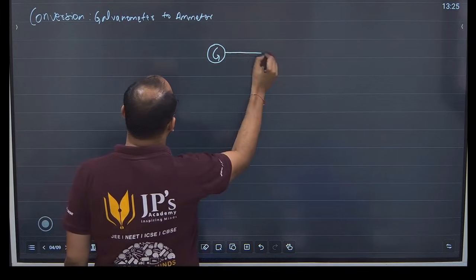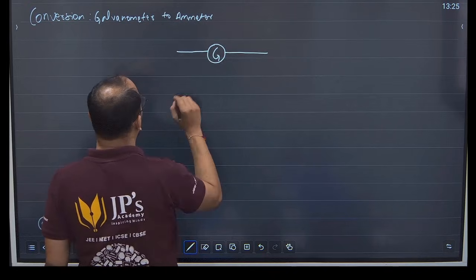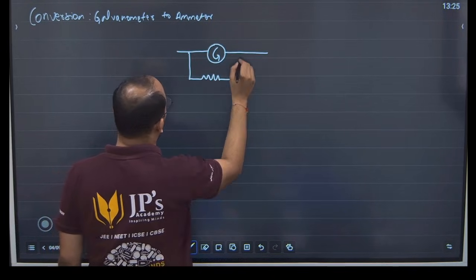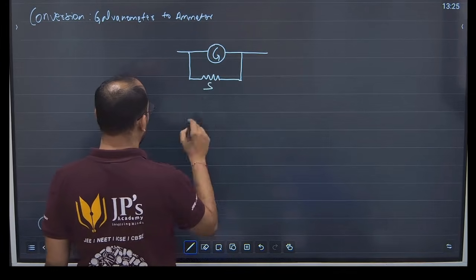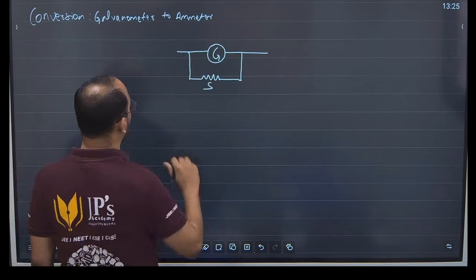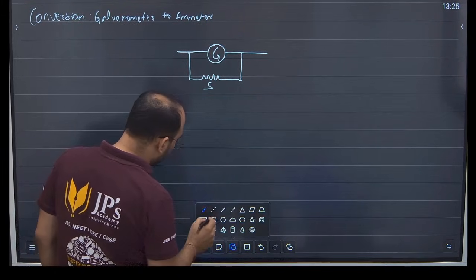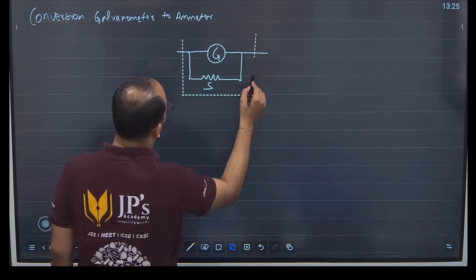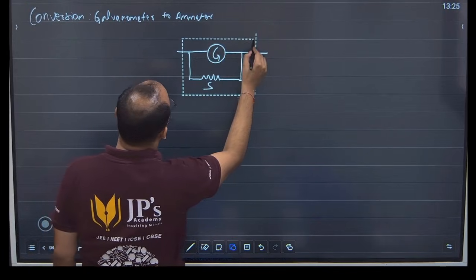So if you have a galvanometer, this is my galvanometer. Okay, if you put a shunt, small resistance in parallel is called as shunt. Okay, this is the shunt. You put a shunt, then this becomes an ammeter. So when you talk about ammeter, ये पूरा ammeter है. Galvanometer with shunt in parallel, this entire device is called as ammeter.